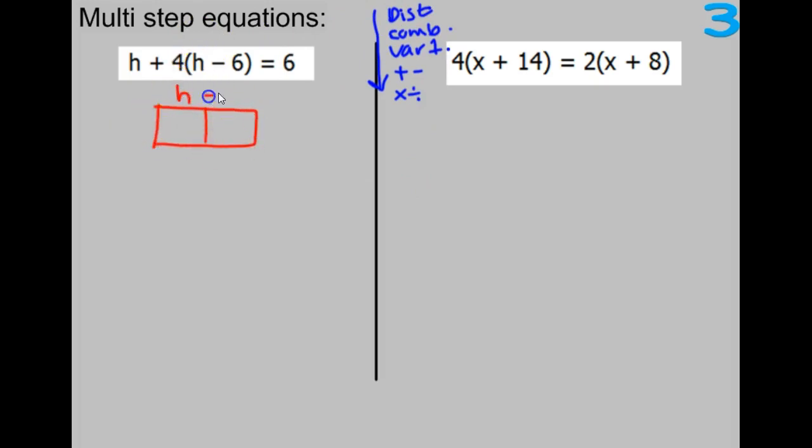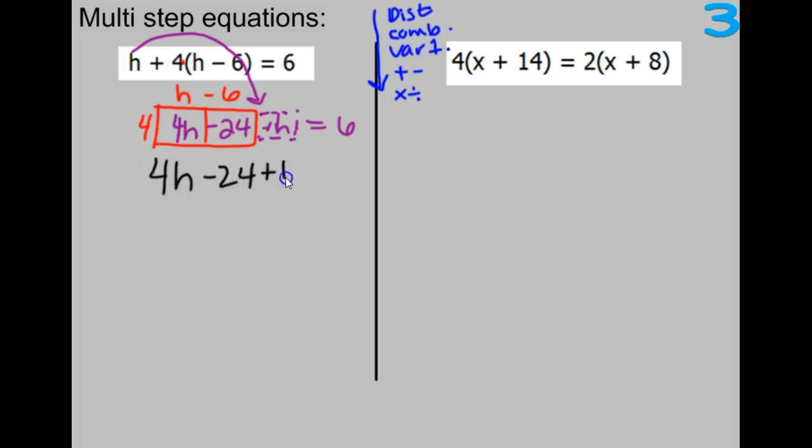We have h minus 6, and then my teacher touching it is 4. So we have 4 times h is 4h. 6 times 4 is 24, and it's negative. But I didn't do anything with this h. That h is our hall monitor out in the hall. And it's all equal to 6. So we have 4h minus 24 plus h equals 6.